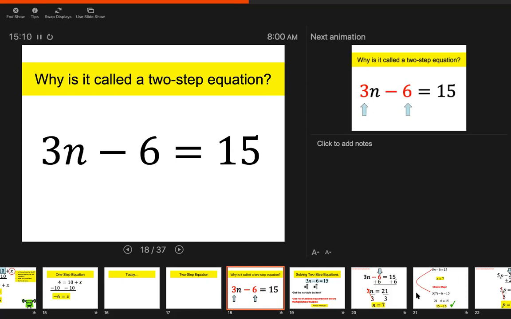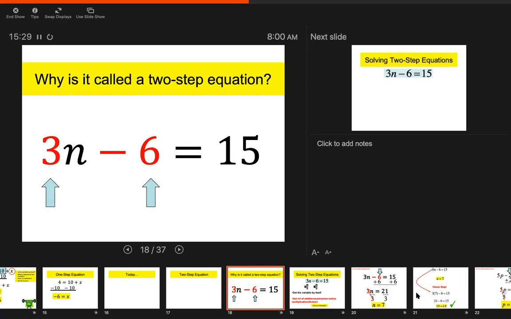Okay, we find the variable. What's attached to our variable here? 3. What else is attached? So how many things do you need to get rid of? 2. That's why this is called a 2-step equation. There are 2 things. Those 2 things right there we need to get rid of.